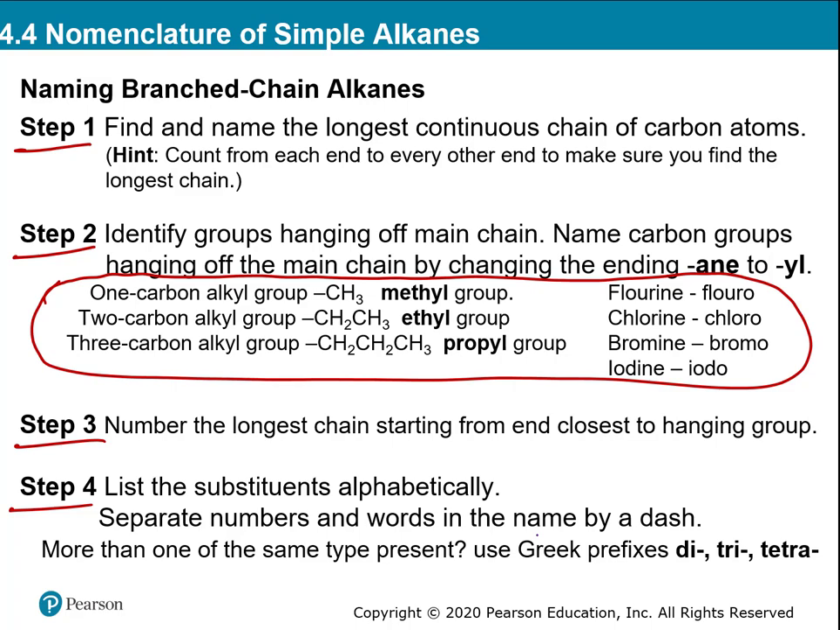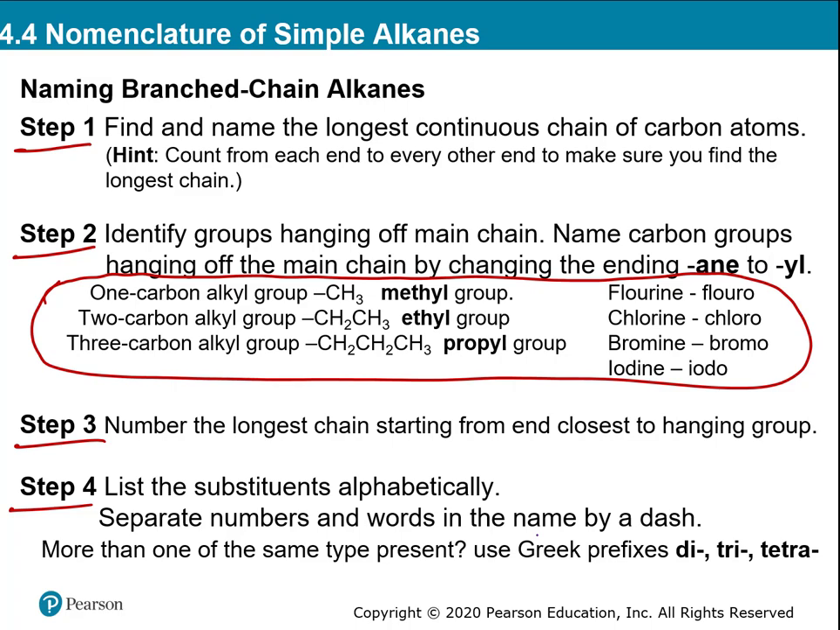So once you've identified and named all of the hanging groups that are not hydrogens that are attached to the longest chain, then we've got to number the chain. The reason is you want to always start from the end with the closest hanging group so that your hanging groups have the lowest possible number combinations. So what I do is I start from either end, and I just start coming in until I get to a hanging group. Whichever side I reach a hanging group first, that's the side I number from.